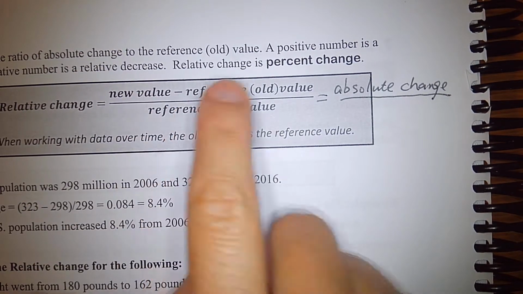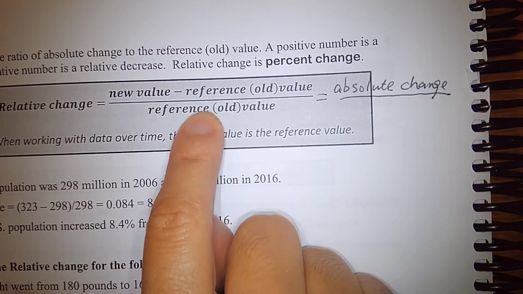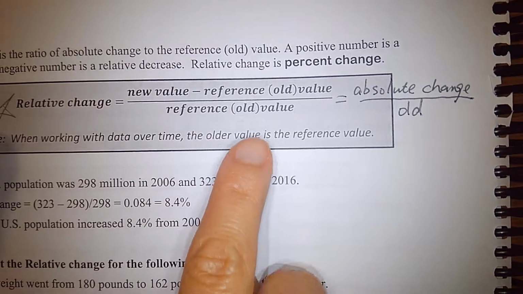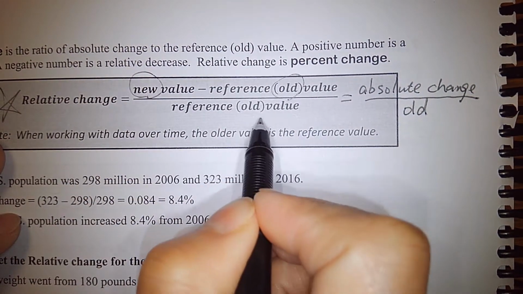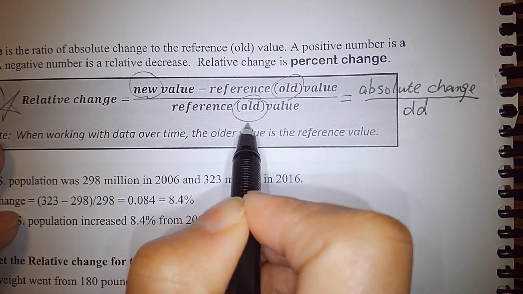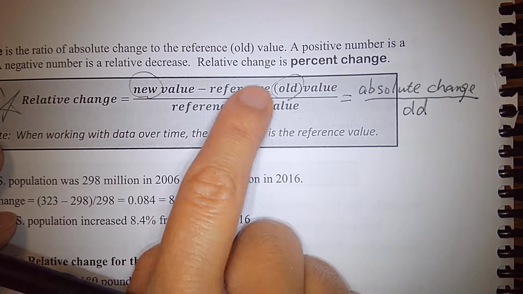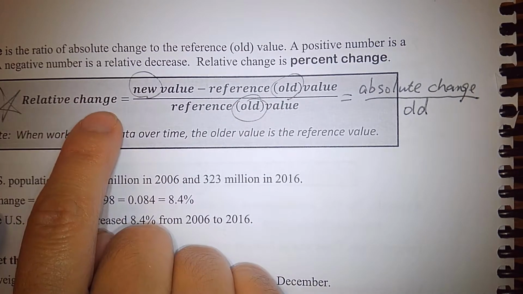Because new minus old is absolute change. And then divide by what? Old value, okay? So here I need you to memorize: new minus old divided by old. We have to make sure what the reference value is. The reference value, or old value, will be on the bottom for our relative change.